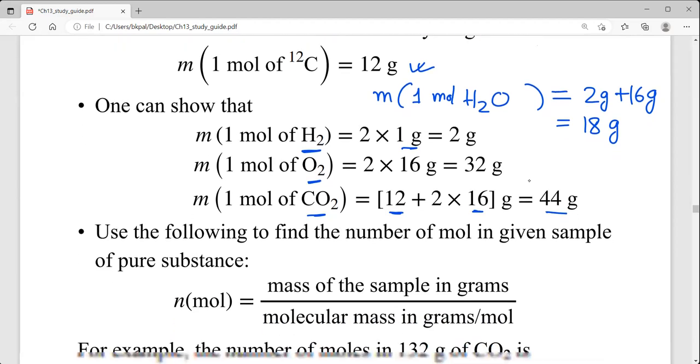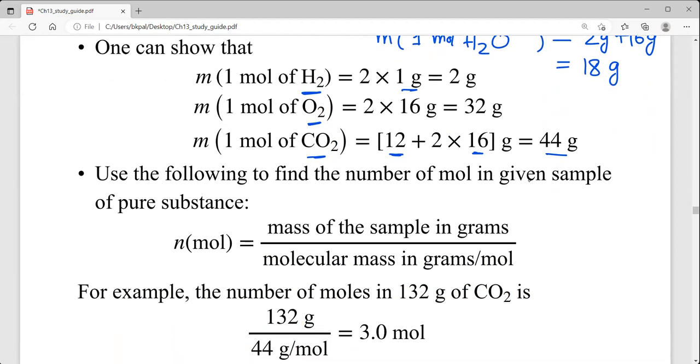All right, the next thing we need to know is, if we are given the mass of a certain amount of a sample, how do we know how many moles there are? This is the equation for how you can determine it.